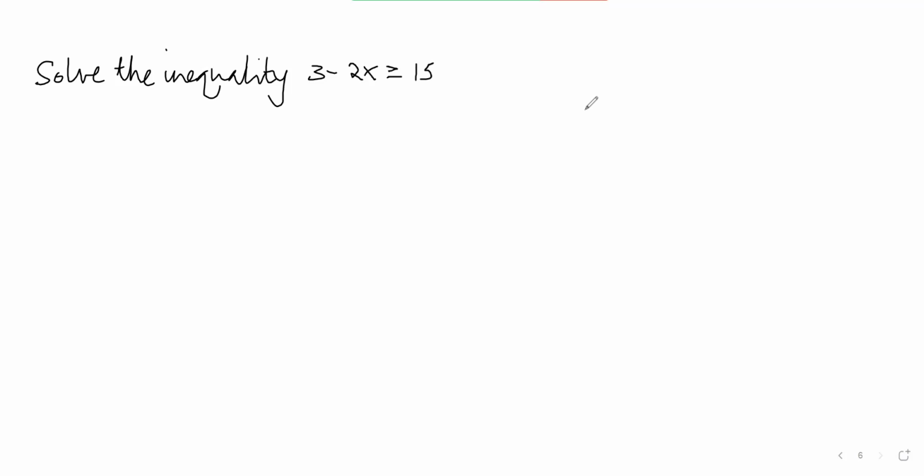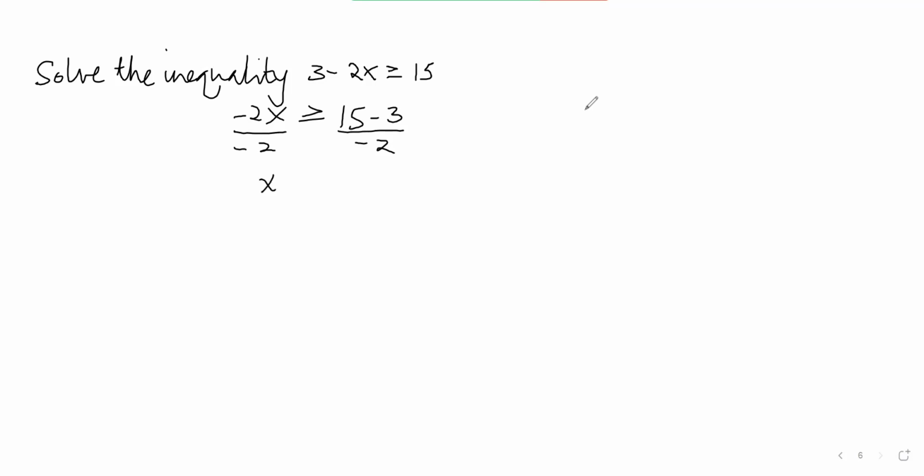Solve the inequality 3 minus 2x is greater than or equal to 15. We will subtract 3 from both sides. So we have minus 2x is greater than or equal to 15 minus 3. If we subtract it from the left-hand side, we get 0. Then you divide this one by minus 2. Divide what you get by minus 2.